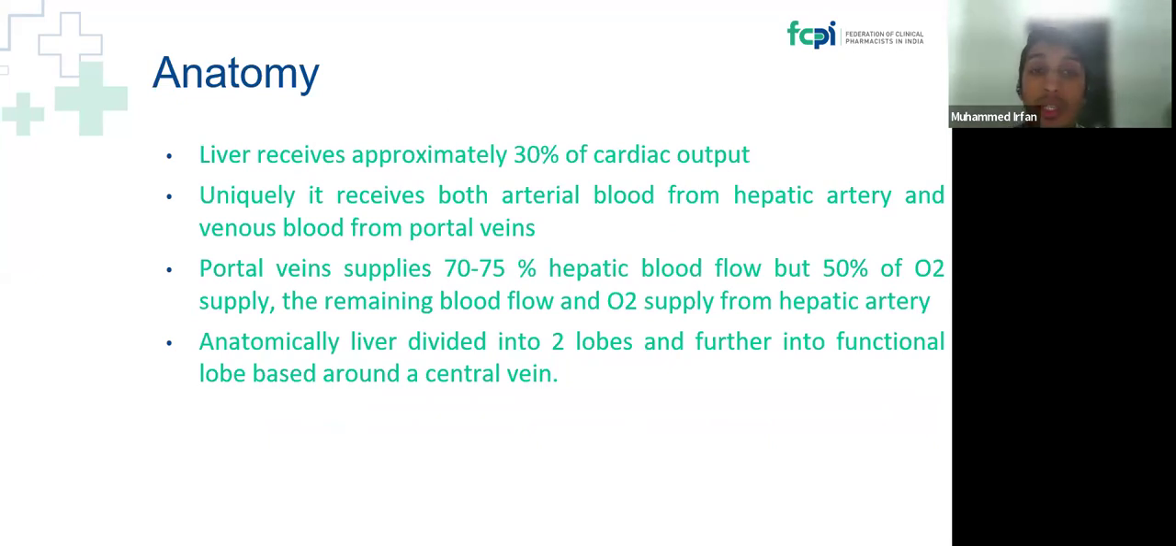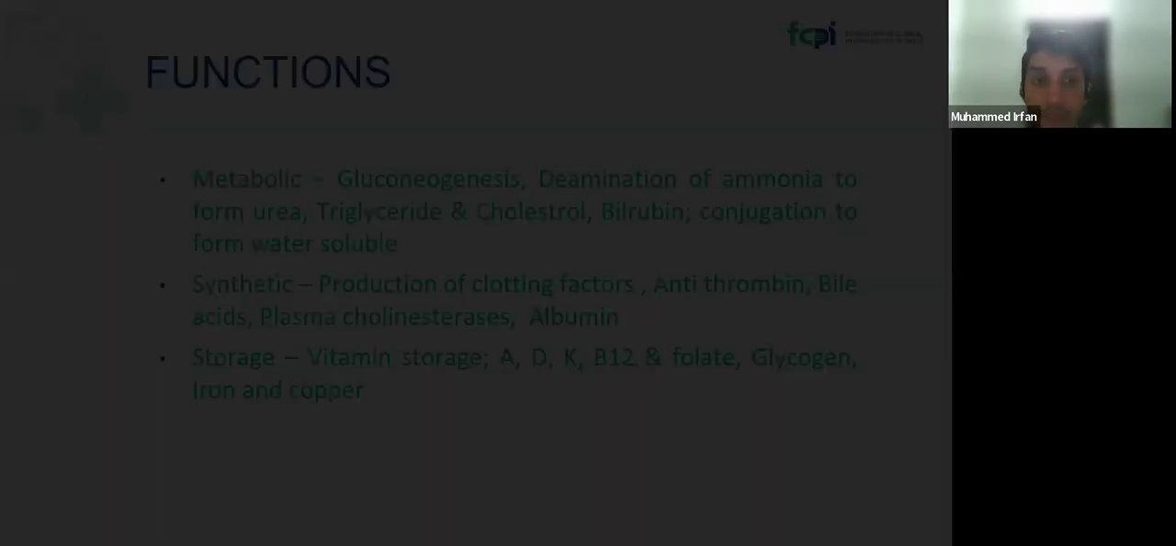Next, the liver receives approximately 30% of the cardiac output. Uniquely, it receives both arterial blood from the hepatic artery and venous blood from the portal vein. The portal vein supplies 70 to 75% of hepatic blood flow, but 50% of oxygen supply. The remaining blood flow and oxygen supply come from the hepatic artery. Anatomically, the liver is divided into two lobes, and further into functional lobules based around a central vein.